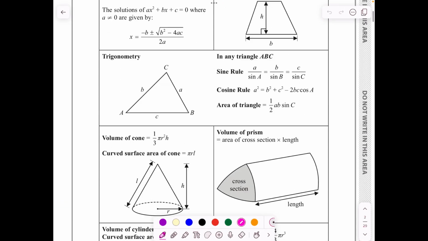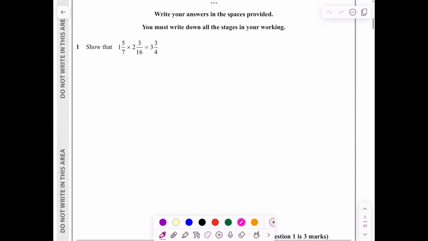Okay, it's that time again where we have a look at the solutions. Okay, so the first bit was nice and easy. Turn it into an improper fraction. So this becomes 12 over 7 multiplied by 35 over 16. Then use your calculator to multiply them and you get, well, actually you can cancel out.